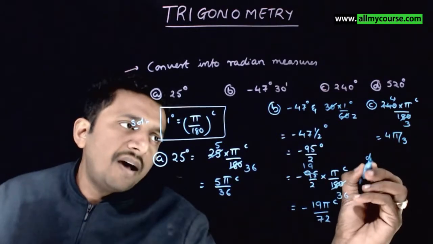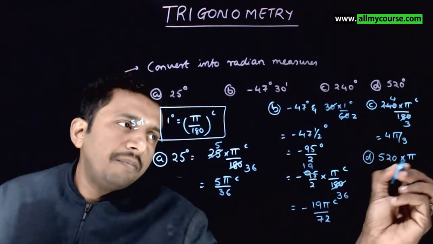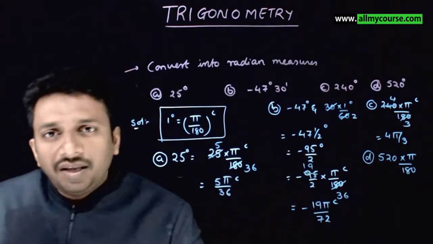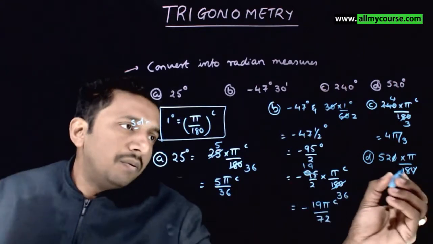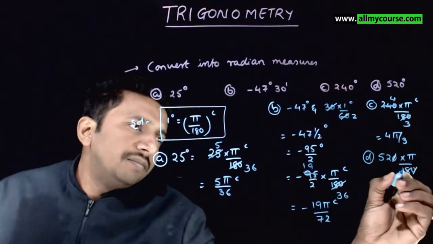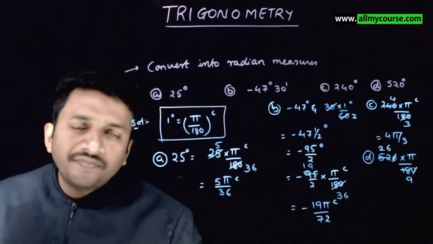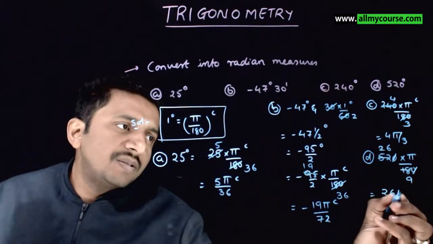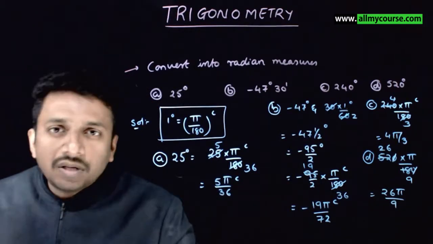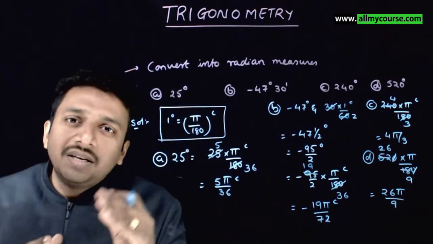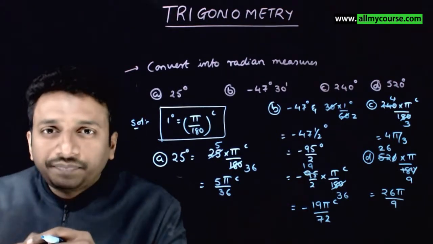So next you have 520 degrees, so 520 into pi by 180 radians. So this and this get cancelled. So you have 2 9s are 18, 2 26s are 52. That is equal to 26 pi by 9 radians. So effectively, if you want to convert degrees into radians, you just need to multiply it with pi by 180.